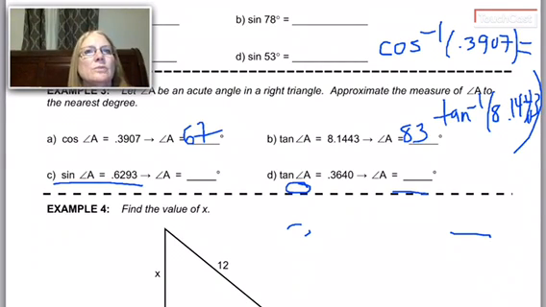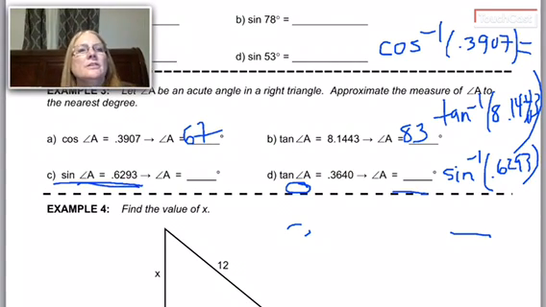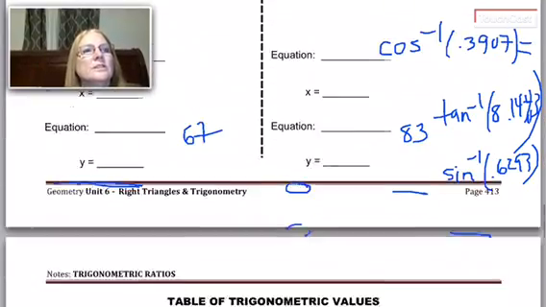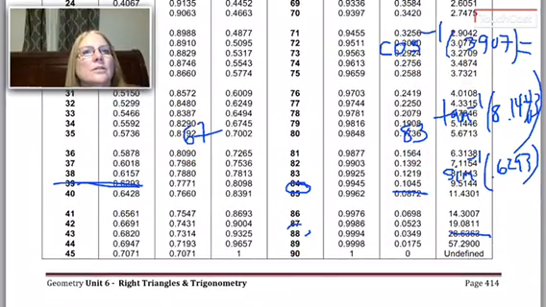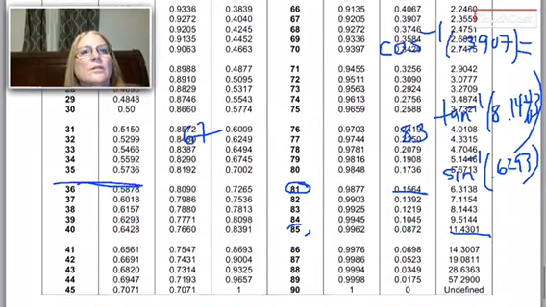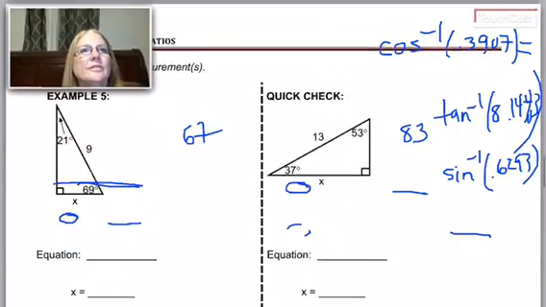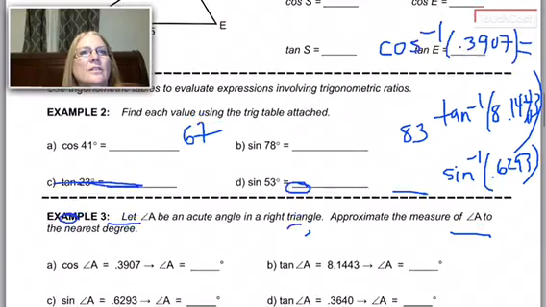Okay, and then next we have the inverse sine of 0.6293. This one right here. Sine is our first column, 0.6293. There it is. So that is 39 degrees.